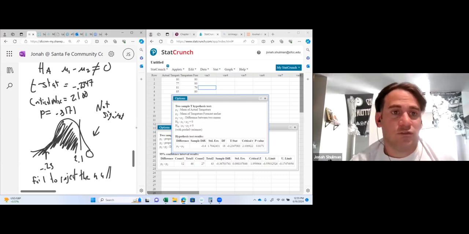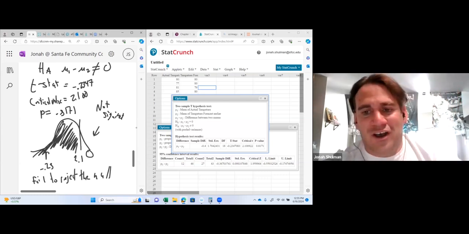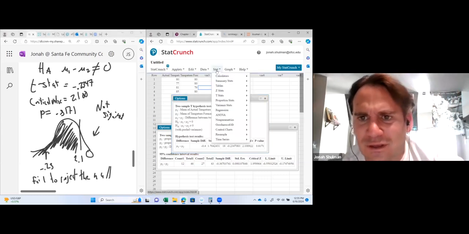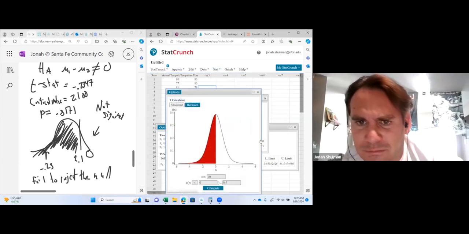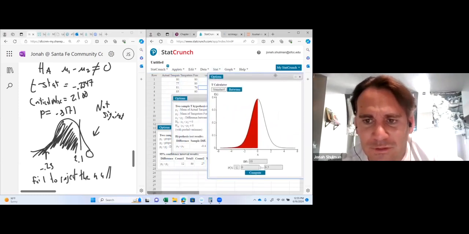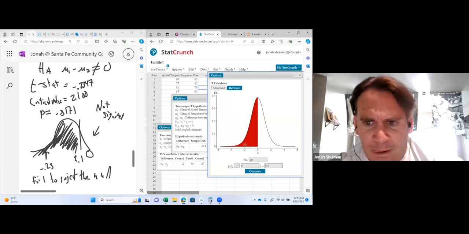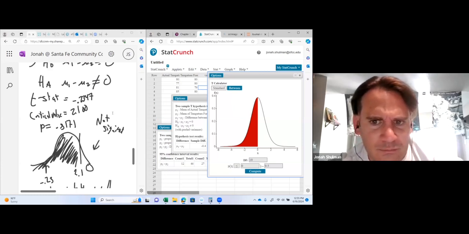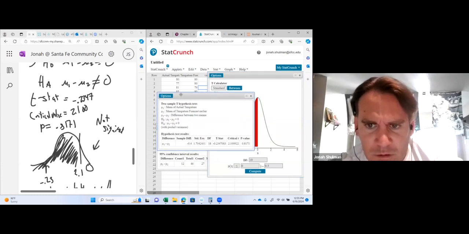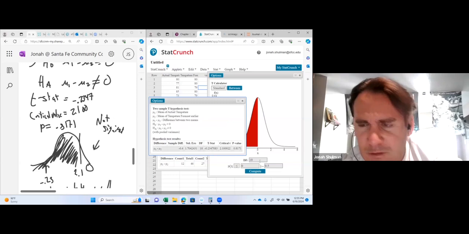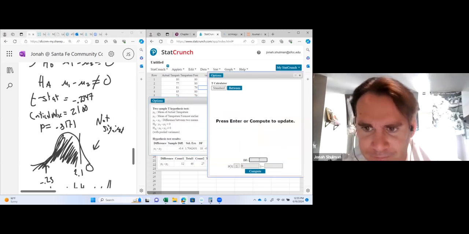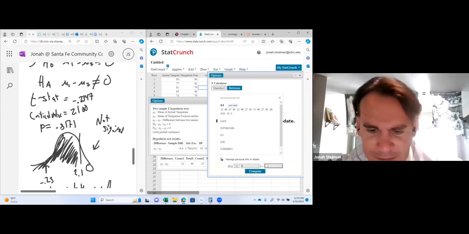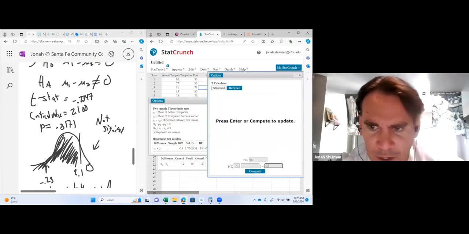So let's see if that's right. A good way to test this, we could go to calculators. We could go to the T1. Notice it's different than the Z1 we had before. Our degrees of freedom is 18 because we have 20, but there are two groups, so that's why we subtract 2. That's where the 18 comes from. And we're testing this at 0.5.